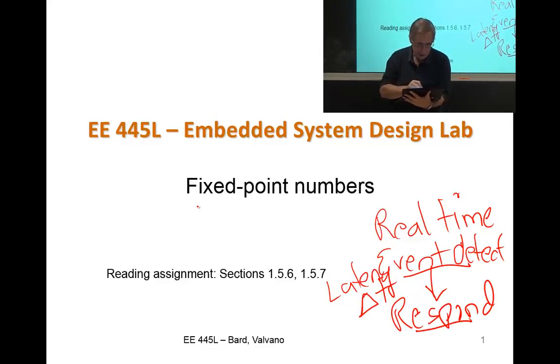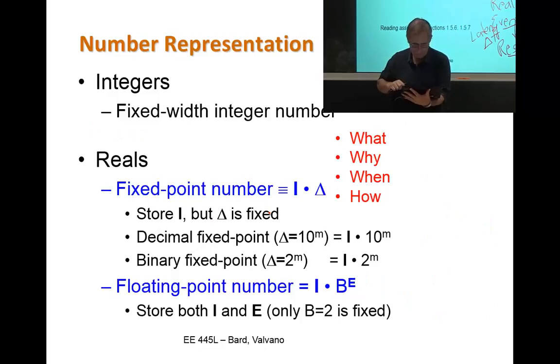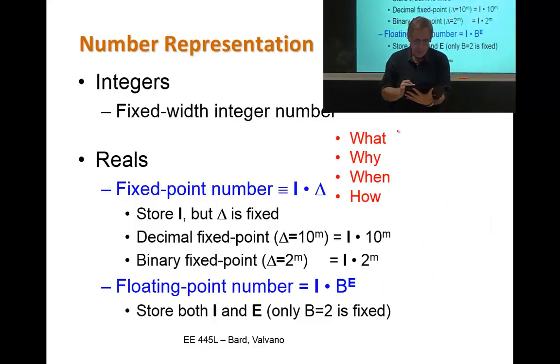But today, we're going to talk about fixed point numbers. We're going to talk about what fixed point numbers are. Again, this is a review of 319K. We'll talk about why we use them, when we use a fixed point, and then more interestingly, how we get it done.